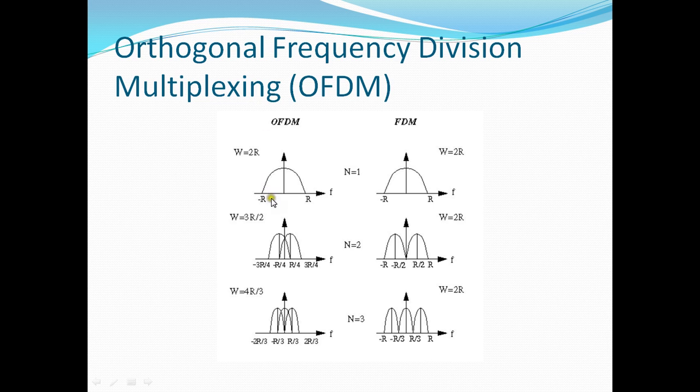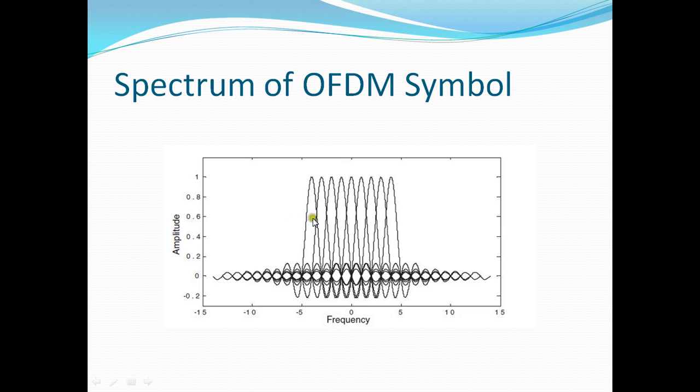Whereas in the case of OFDM, the subbands are overlapping and the intersymbol interference is mitigated by ensuring that the subcarriers are orthogonal to each other. This shows the spectrum of the OFDM symbol, and it can be seen that the component of one of the subcarriers at the center of the other subcarrier is 0, and hence this ensures the ISI is mitigated.